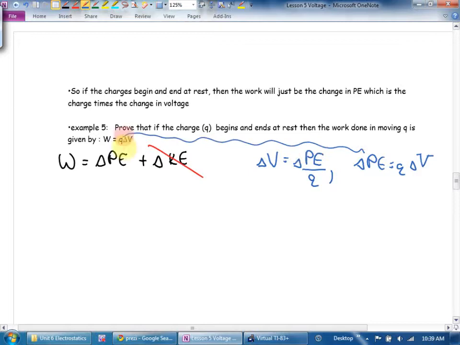When we're moving charges around, if you want to know how much work, assuming you're starting and ending at rest, the amount of work is equal to QV. Is this one on your formula sheet? Not directly. Is this one on your formula sheet? So this one leads to that one.